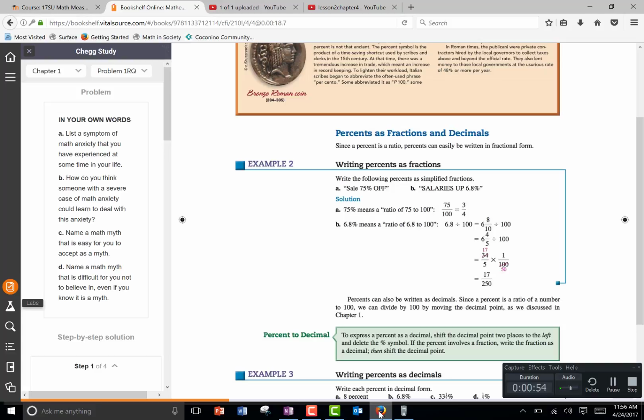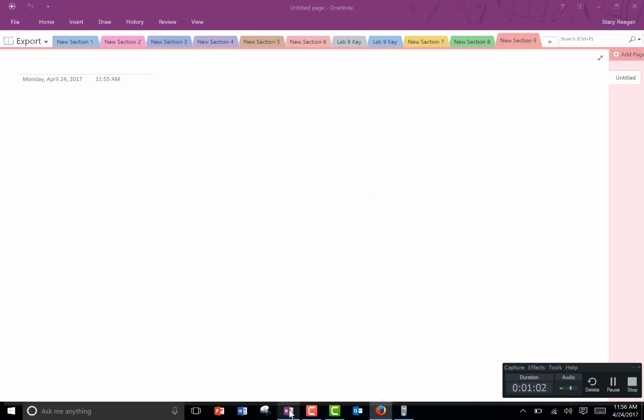It says write the following percents as simplified fractions. So every time you have a percent and you want to write it as a fraction, you simply take the number, drop the percent sign, and write it over 100. Once it's simplified, if you're good at fractions, you can say, well, 25 goes into 75 and 25 goes into 100, and you would get 3/4.